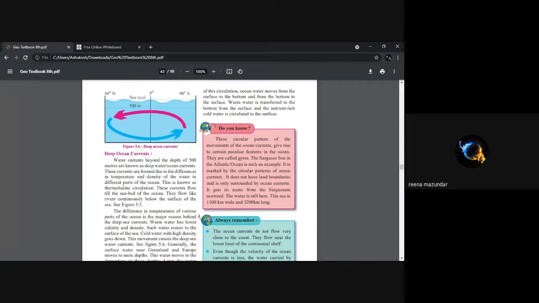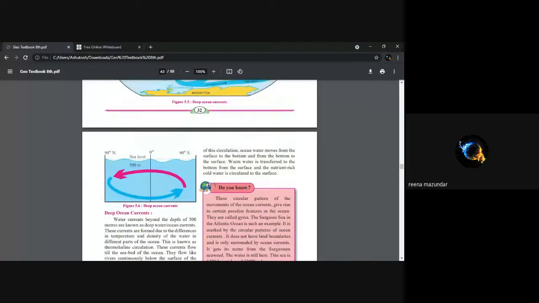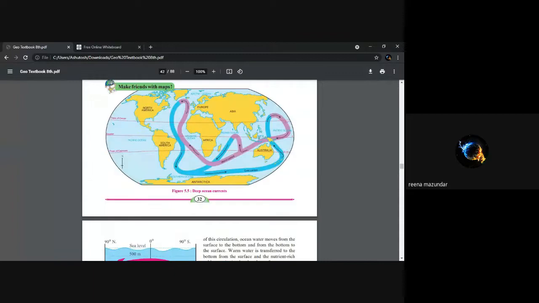This part is in the Atlantic Ocean, the Sargasso Sea in the Atlantic Ocean, where there are circular patterns. You can see the Atlantic Ocean, isn't it? This circle, and therefore there is a weed found in that sea, that is sargassum.